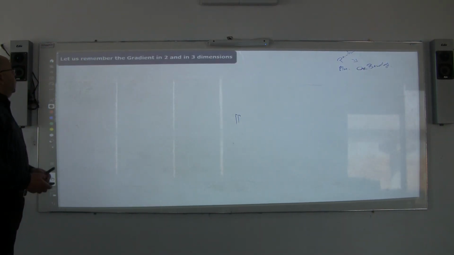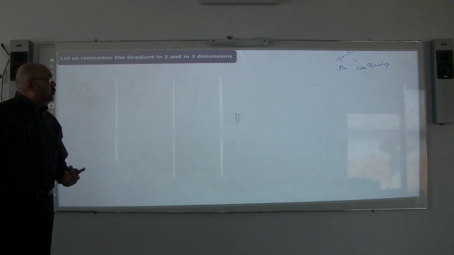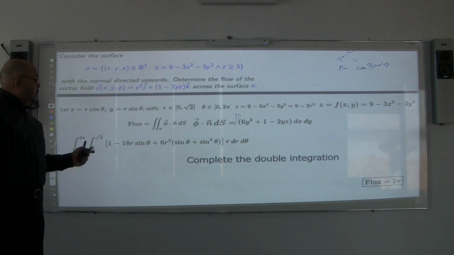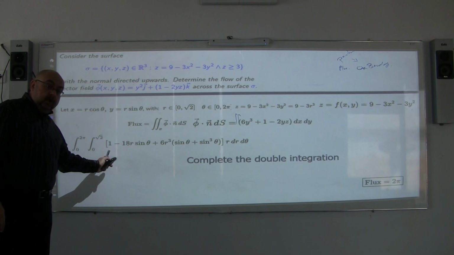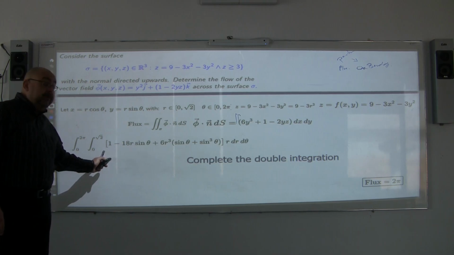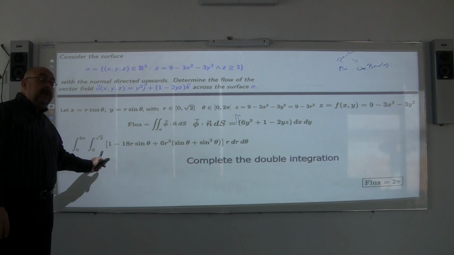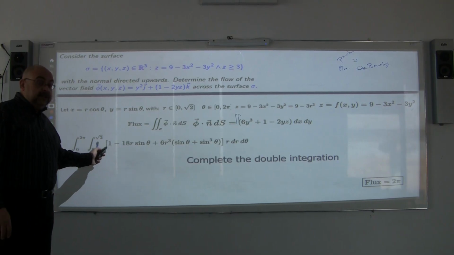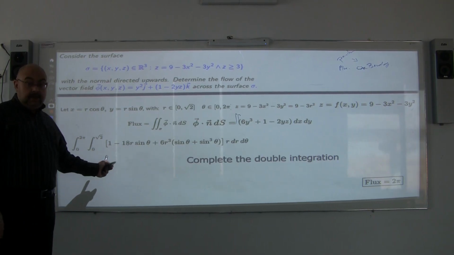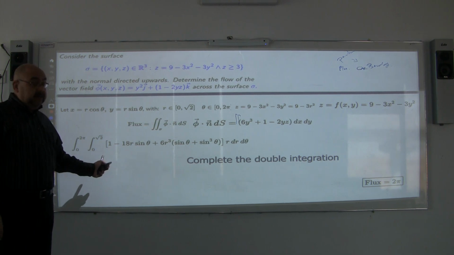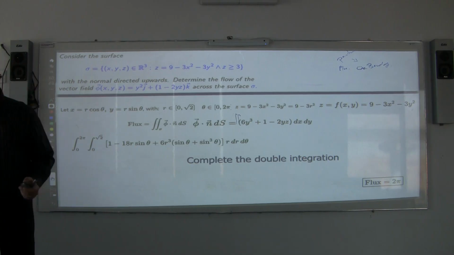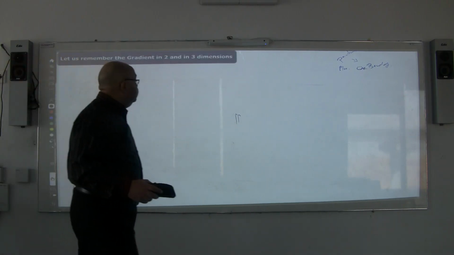Okay, now let's remember the gradient in 2 or 3 dimensions. Once more, I need you to go through this integration. The r direction is very, very simple. I want you to think about the integration in the theta direction, which is also going to be very simple, but just with a little bit of trigonometry. I thought I would just give you this hint.